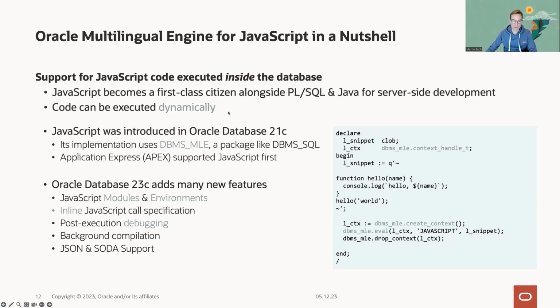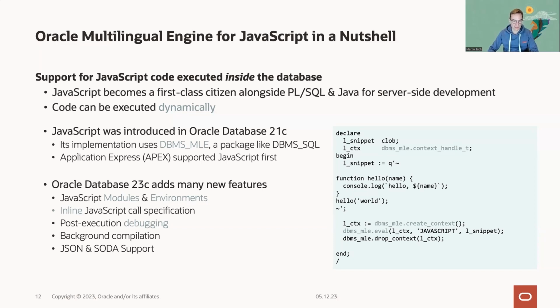In 21c, you could run code dynamically. So you see a little text box to the right where you define JavaScript as a CLOB, or it could be a VARCHAR if you've got fewer characters requirements. You then take that CLOB and create what we call a context. Then you evaluate that JavaScript code as part of the context for the JavaScript language, and whatever you defined in that CLOB will be executed. Afterwards, you drop the context to save the memory allocations that were created as the code was executed. So that's the first way you could use JavaScript in the database.